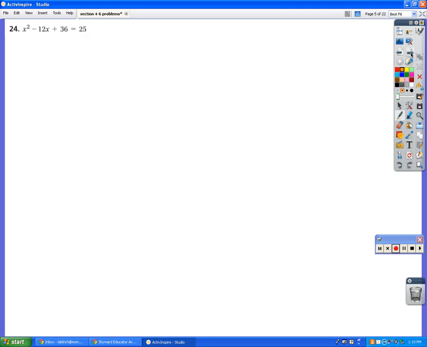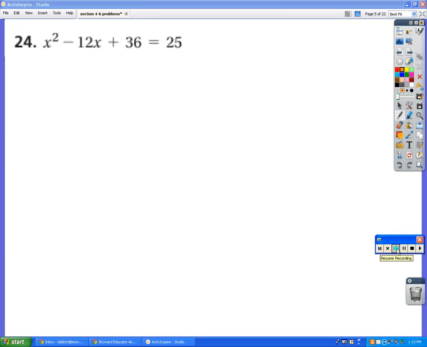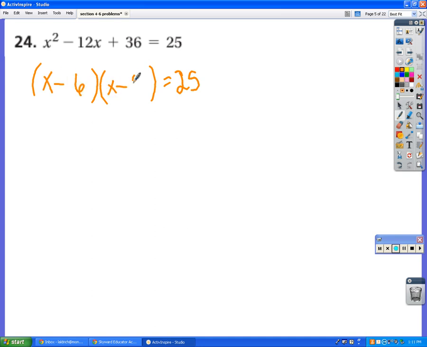Okay, so same deal here. I'm going to take x squared minus 12x plus 36, and I'm going to factor it first. What does that factor into? Nope, it's not 9 and 4. 12 and 3? No. 6 and 6. So this is going to be x minus 6 times x minus 6.